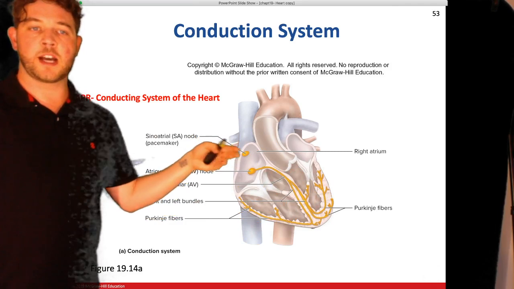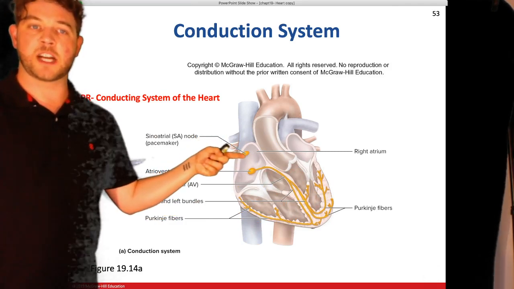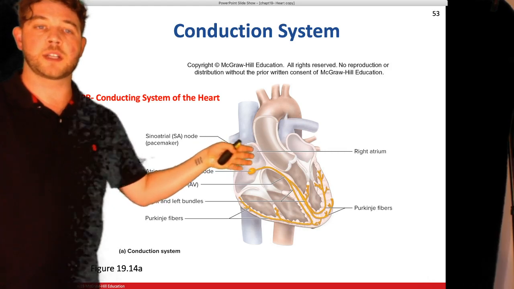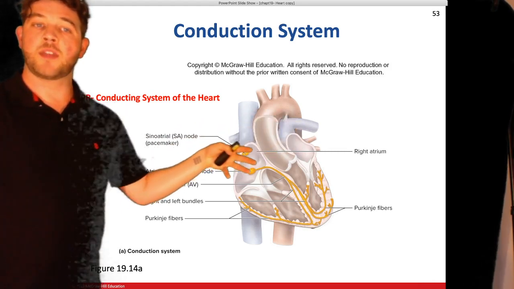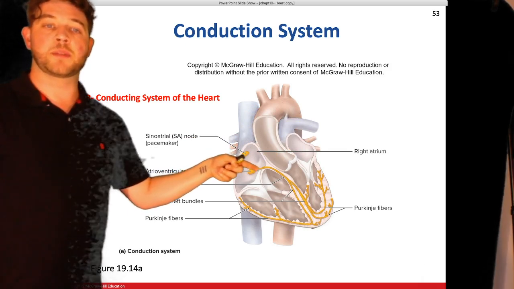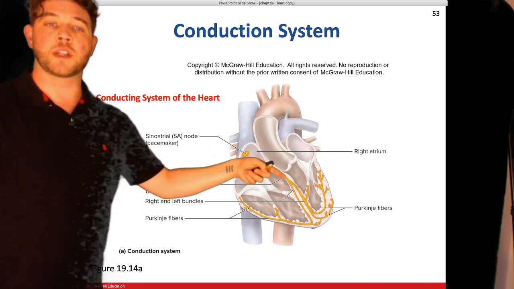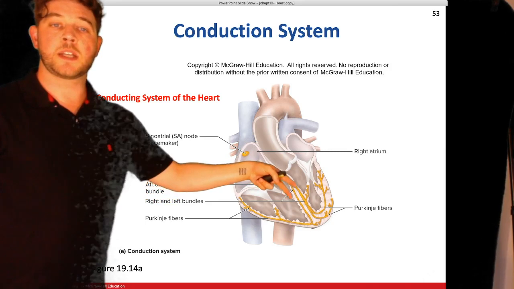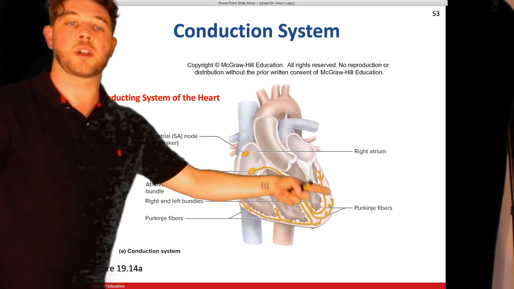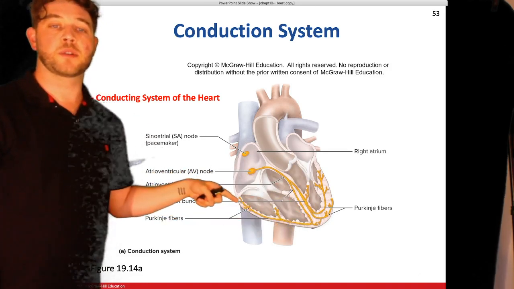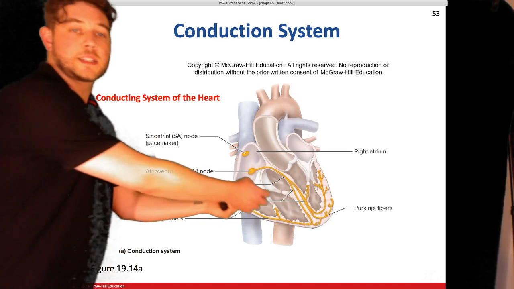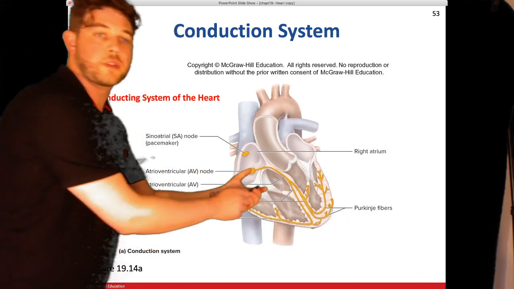Once the SA node depolarizes and fires a signal, it's going to spread from here out through the right atria, across to the left atria, and then it's going to go into the AV node. At the AV node, it will then be transferred down through the bundle of His. It'll split into the left and right bundle branches. And then as it goes along the outer wall, it'll be the Purkinje fibers. Once it starts to go down through here, this is going to carry the signal for the ventricles to contract.